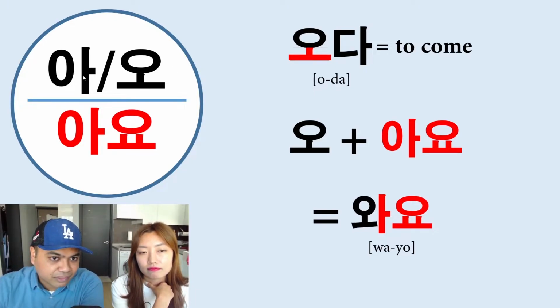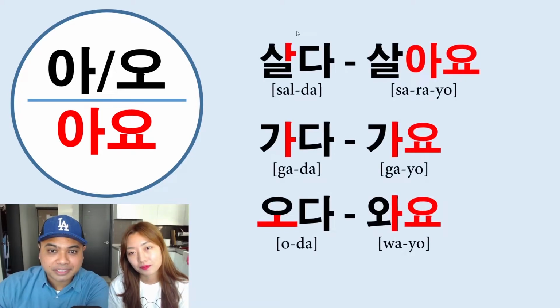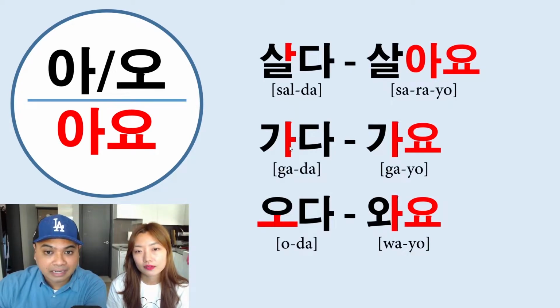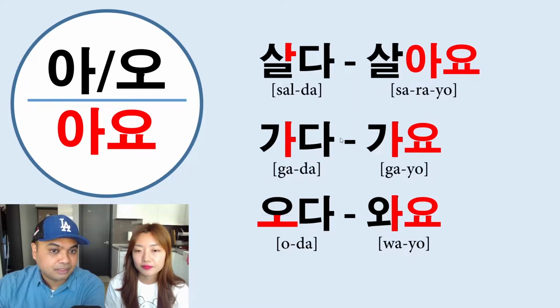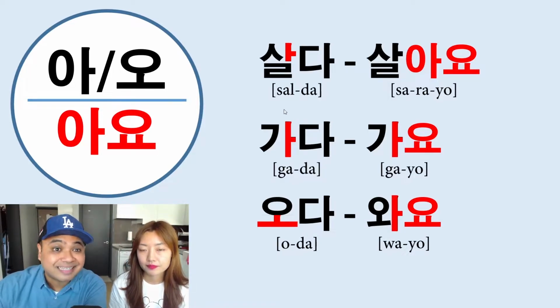If it ends with an a or o, you need to add ayo, and we've explained how to do it. So here's a little recap: if it ends with a consonant, if it ends with a, or if it ends with o, this is how you do it. So this is the end of the first rule. And now let's look at the second rule.